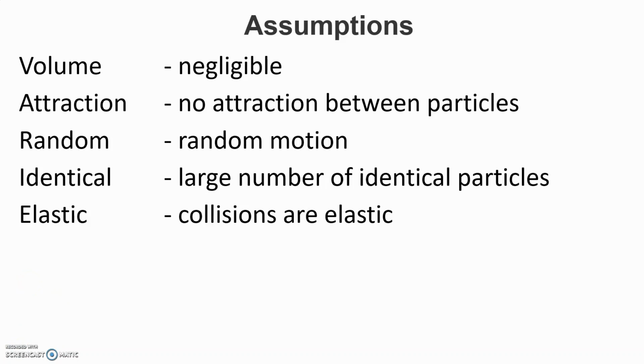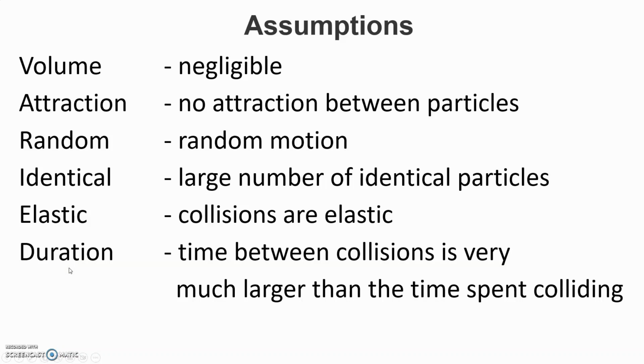In terms of collisions, we're going to assume that the collisions are elastic, so there is no loss of kinetic energy in the collision. And the final assumption is duration: the time between collisions is very much larger than the time spent colliding. If you notice, the first letter of each assumption spells the mnemonic VARIED. If you remember VARIED, that might help you to remember what the 6 assumptions actually are. So these are the assumptions you need to be aware of, and now we're going to move on to deriving the kinetic theory equation, using these assumptions.